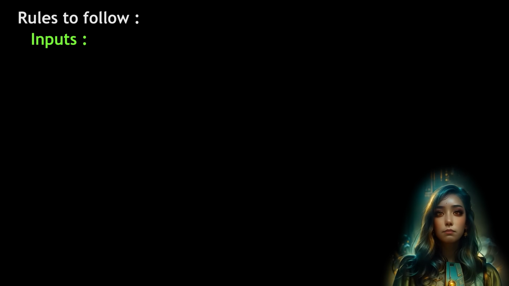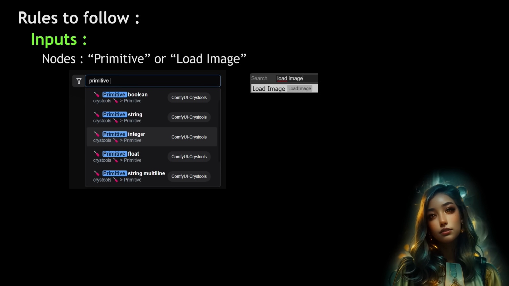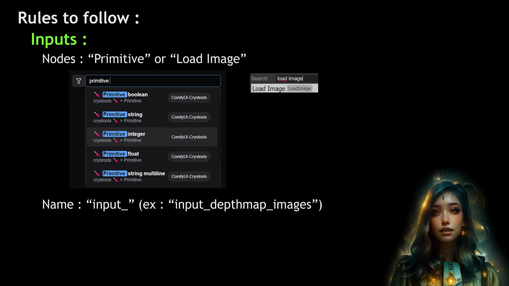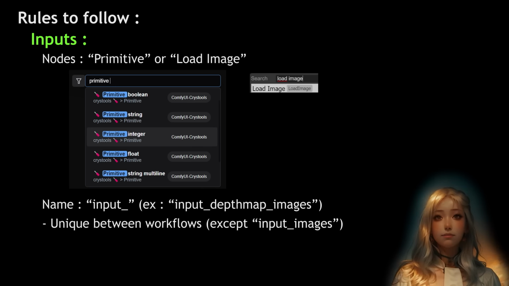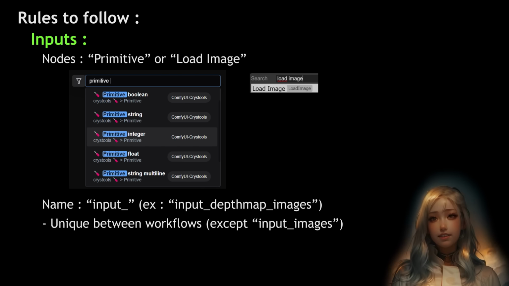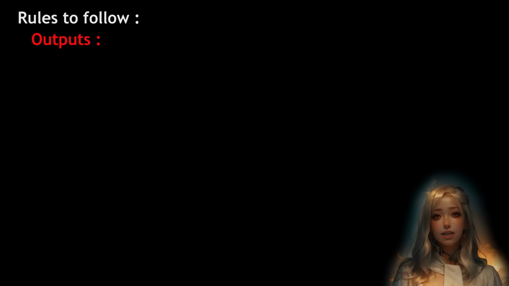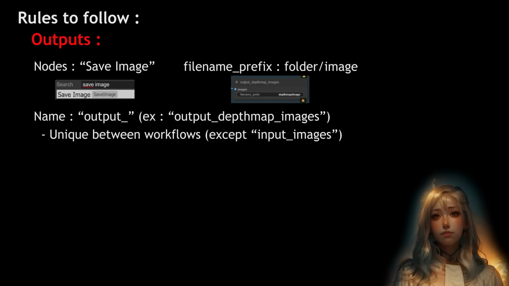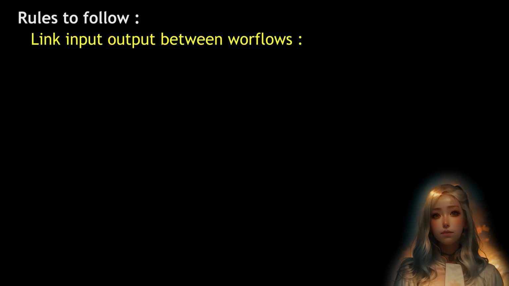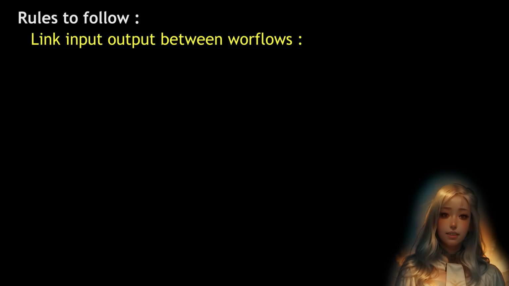The rules to follow are: for inputs, they must be of type primitive or load image. They must have a name in the format input_something, and must be unique between workflows, except for input images. An input named input images is automatically populated. For outputs, they must be of type save image. They must have a name in the format output_something. To link inputs and outputs between workflows, they must have the same name.